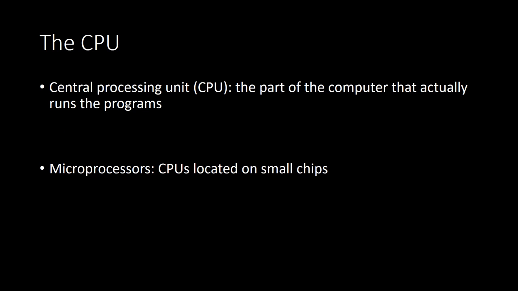The central processing unit, or CPU, is the part of the computer that actually runs the programs. Sometimes you may actually hear it being referred to as the brain of the computer. Microprocessors are CPUs that are located on small chips.